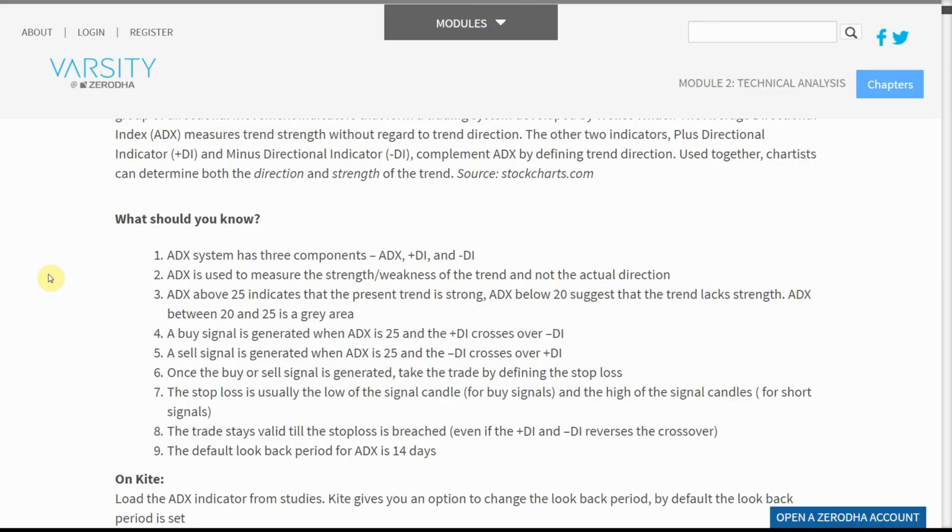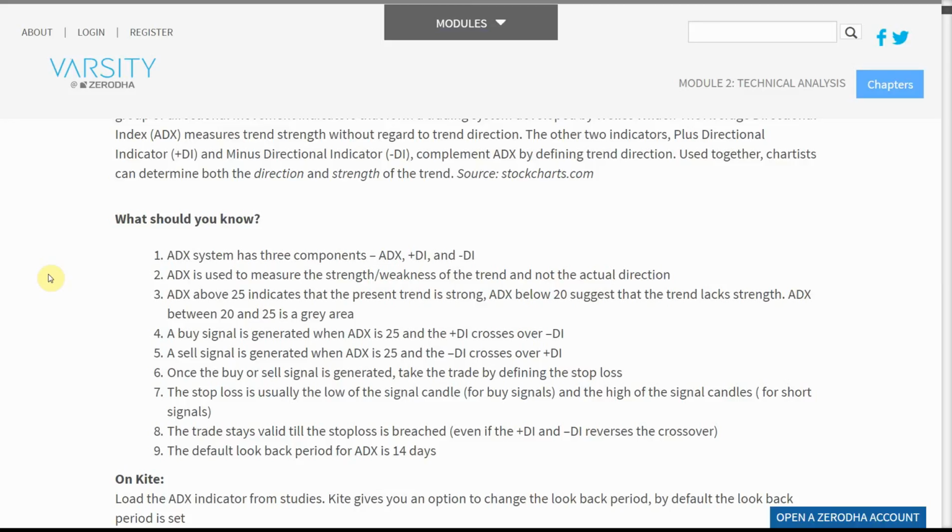A buy signal is generated when ADX is above 25 and the plus DI crosses over minus DI. A sell signal is generated when ADX is above 25 and the minus DI crosses over plus DI. Once the buy or sell signal is generated, take the trade by defining the stop loss.